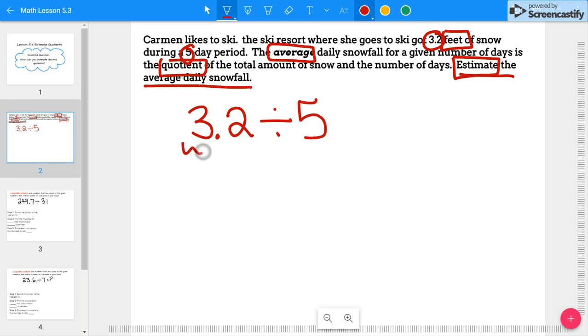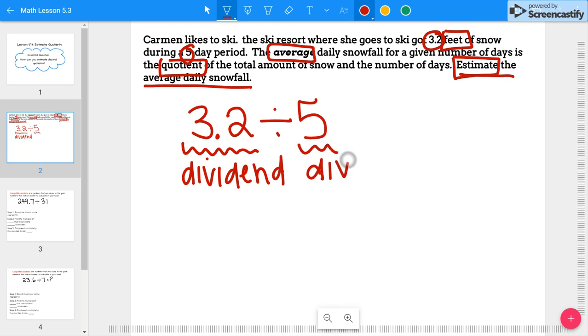So in division, this first number is called my dividend. And the second number in the problem is called my divisor. And the answer is called the quotient. So because my dividend, the 3 2/10, is less than my divisor, I have to kind of think about this problem in a different way. So because my 3 2/10 is less than the divisor 5, I need to rename that dividend.